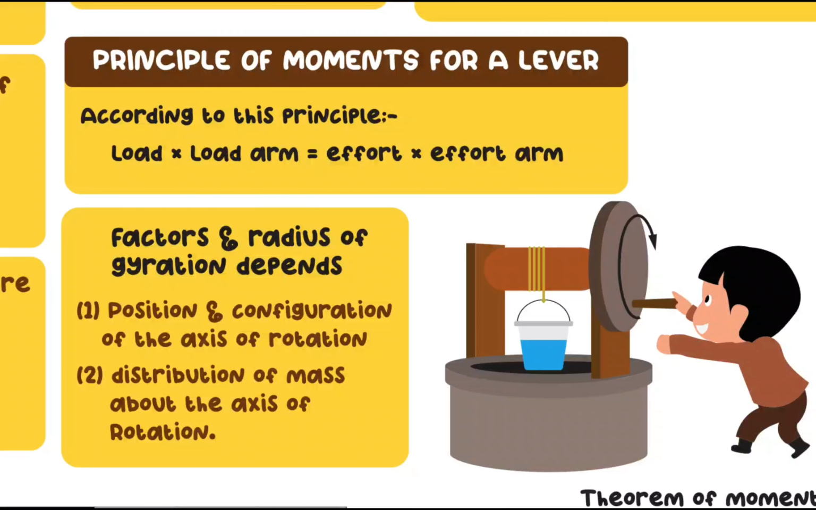Principle of moments for a lever. According to this principle, load into load arm equal to effort into effort arm. Factors on which radius of gyration depends: position and configuration of the axis of rotation, and distribution of mass about the axis of rotation.